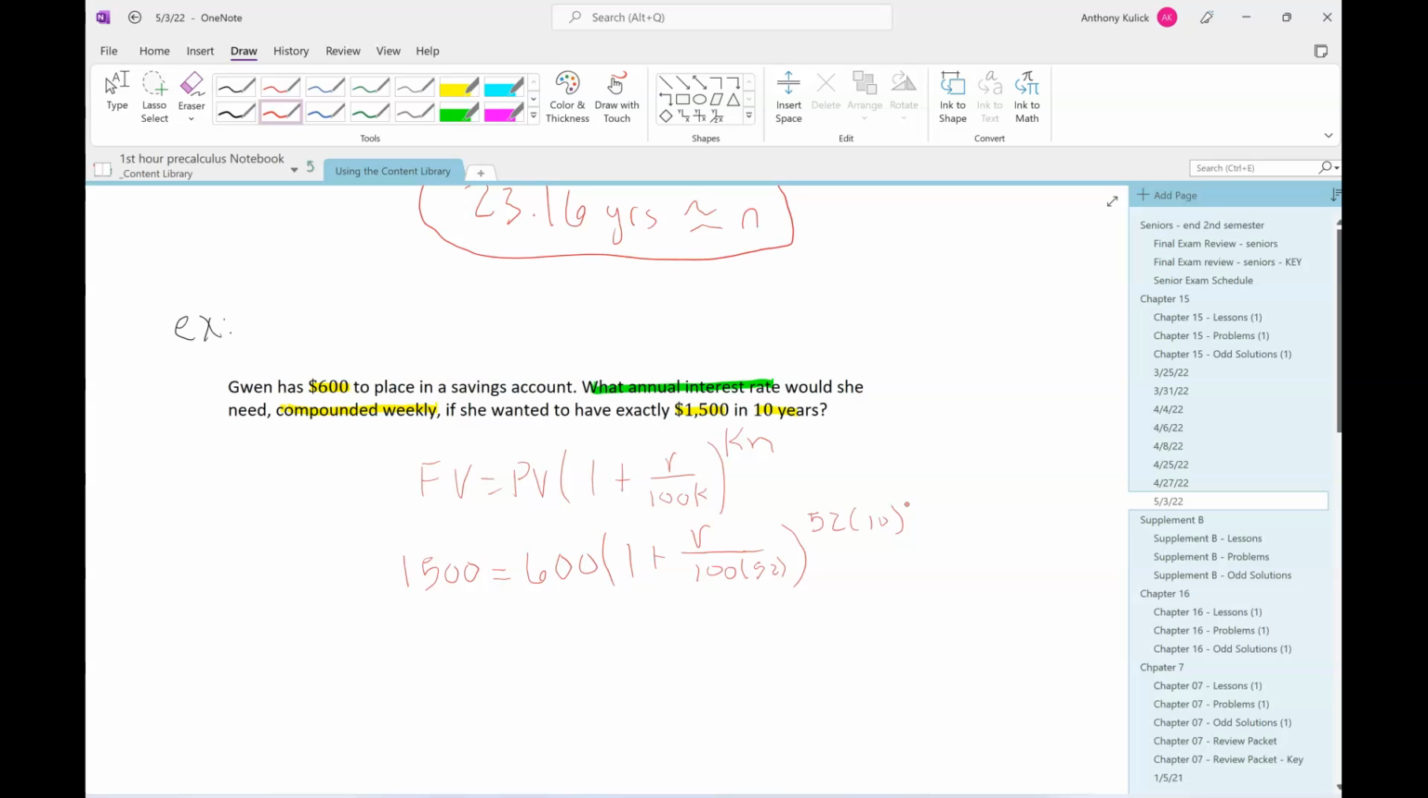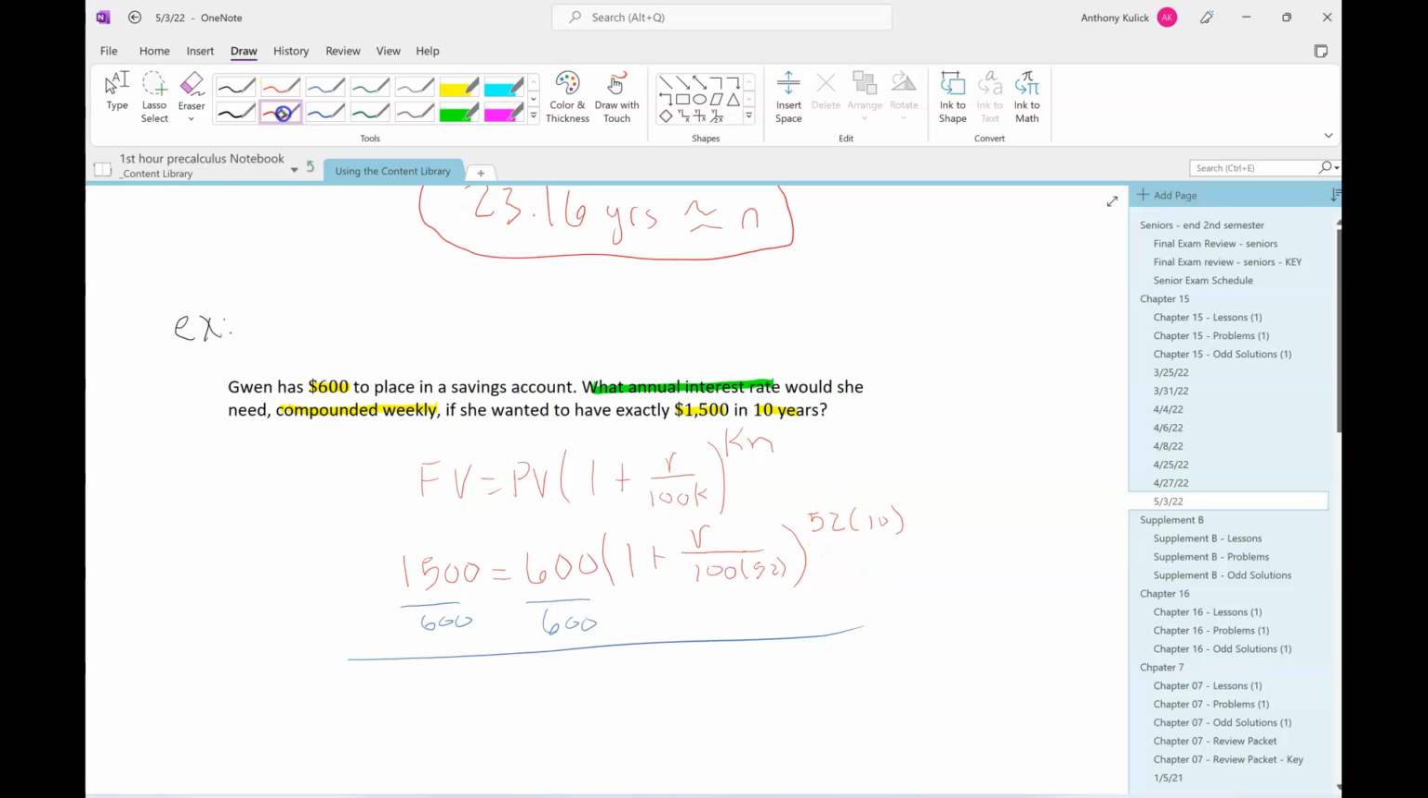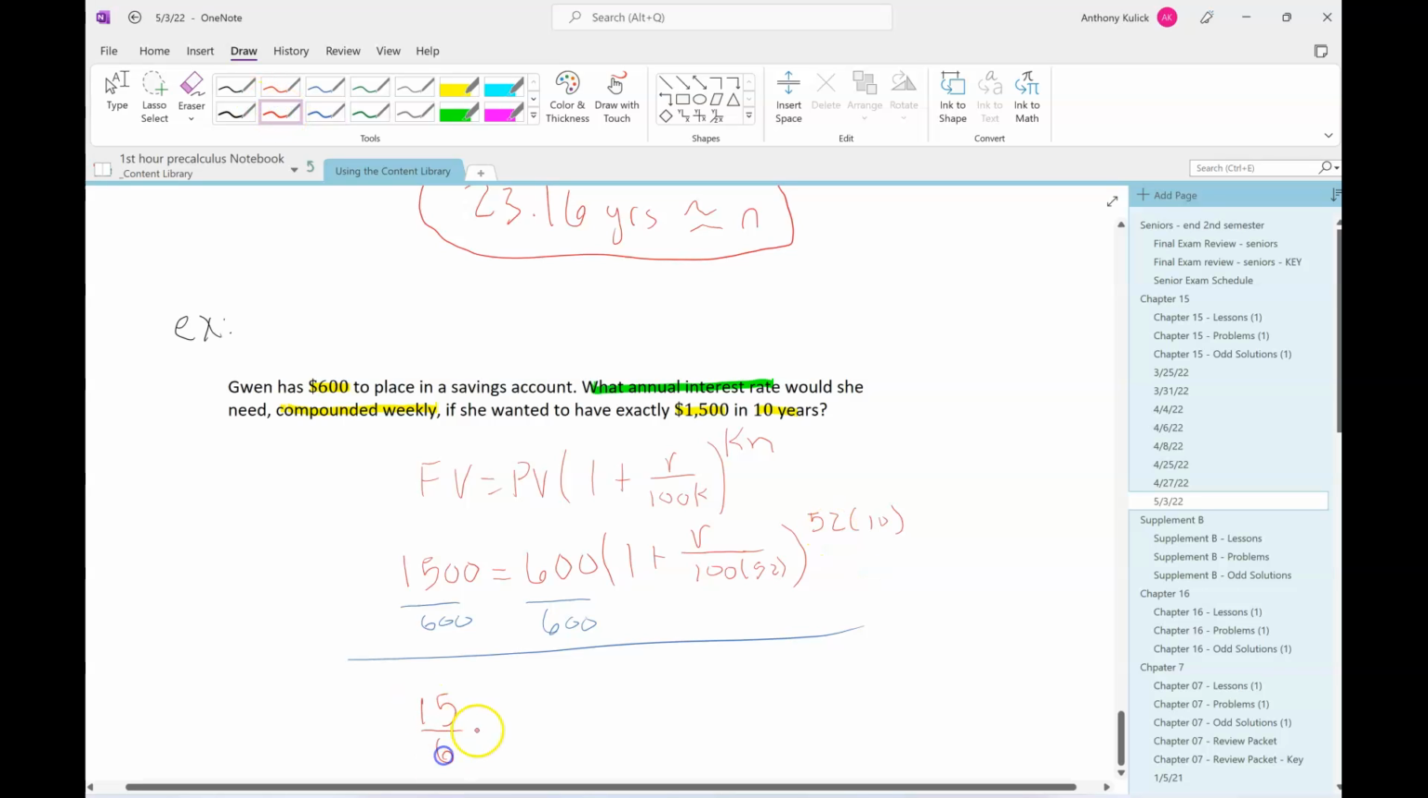Now notice, where is the variable here? It's in the base of the exponential. It's not in the exponent. So do we need a log to solve this? No, because we're going to have to cancel the exponent, not the base of the exponent. All right, just wanted to point that out. First step, though, is divide by the 600. Excellent. And I'll reduce that a little bit. I don't care about reducing it all the way, but I'll knock those zeros off.